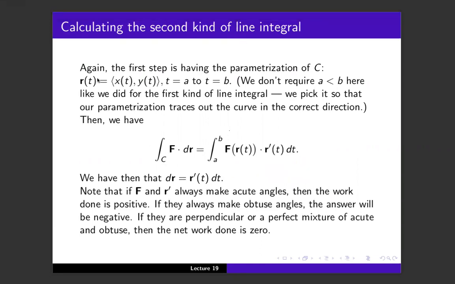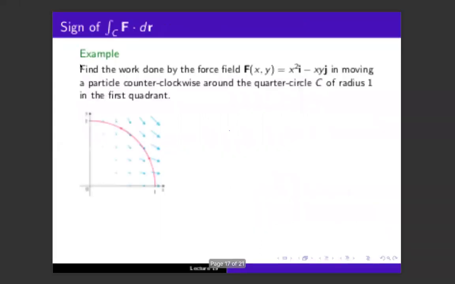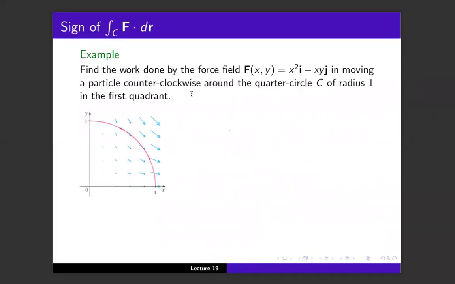Now the sign is going to be quite important in this case, so let's take a look at what that looks like. What if you want to find the work done by the force field F of x, y, which is given by x squared minus xy, in moving a particle counterclockwise around a quarter circle C of radius 1 in the first quadrant? So you know F of x, y, and we know what C is, and it's all drawn over here on the left-hand side.